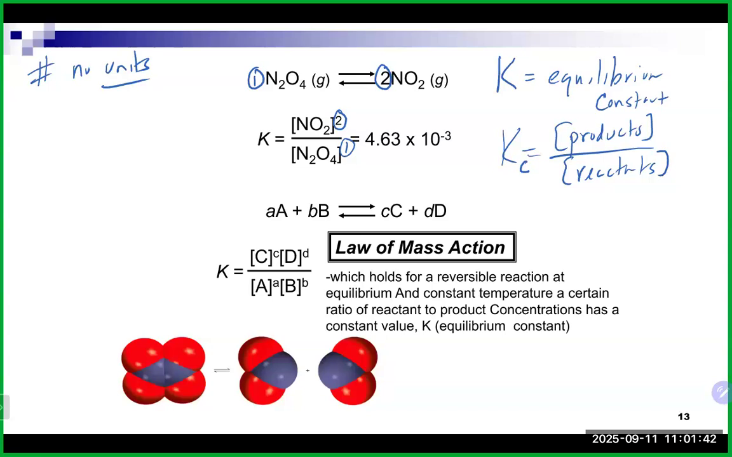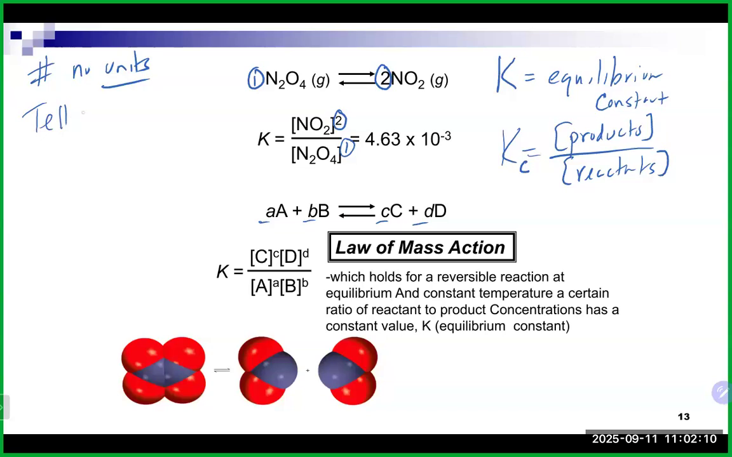And in general, if we have a reaction like we have here, we will take our products over our reactants, and you will get the concentration of C to the c, D to the d, divided by A to the a, and B to the b. The equilibrium constant, as I mentioned, is a constant value for that reaction. Now, since it's just a number, it does tell us a couple of things.